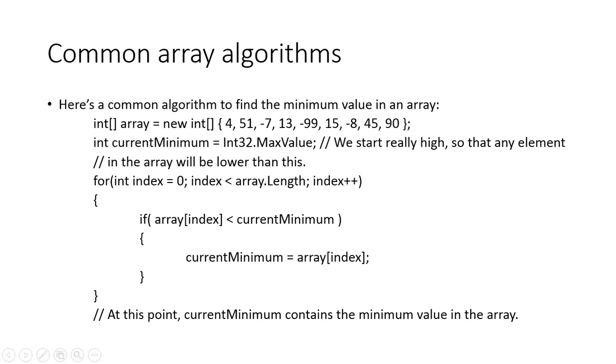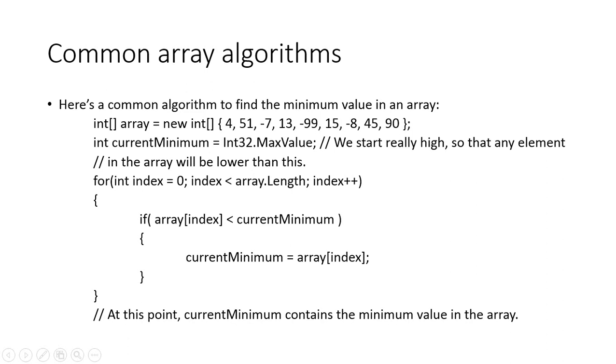So if array[0] is less than the current minimum, and indeed it is, it's less than the max value, the current minimum is 4. Next we go in here and test array[1]. If that's less than the current minimum of 4, no it's not. If array[2], which is -7, is less than the current minimum, well it is. So we say -7. We do the same thing for 13. -99 is less than the current minimum, so we reset that.